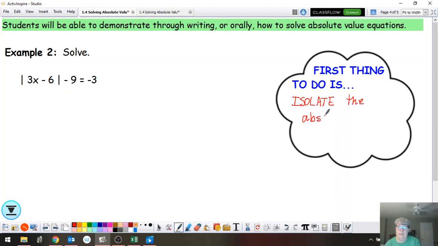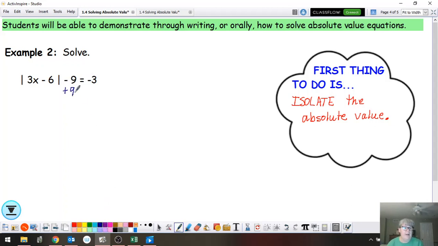Meaning you need to get the absolute value by itself on one side of the equation before you do anything else, before you write two equations, before you determine if it's even possible. Because a common mistake I've seen students make with a problem like example 2 is, oh, I have an absolute value, my equation equals a negative, no solution, done. But that's not necessarily the case because of this 9 being subtracted from the absolute value. So we have to check to see what that minus 9 does to the problem.